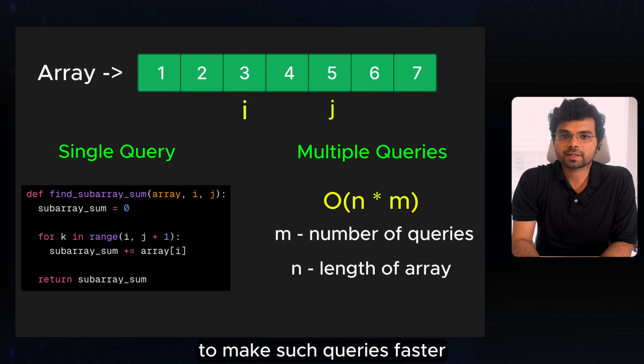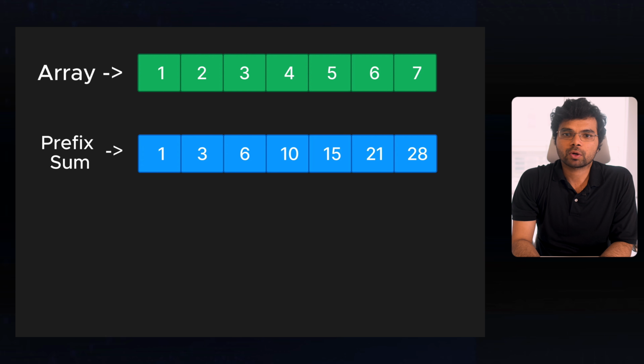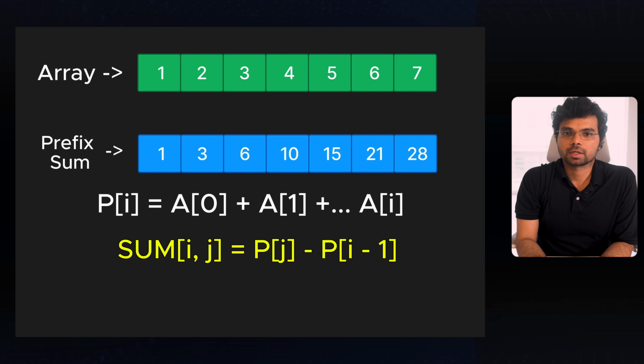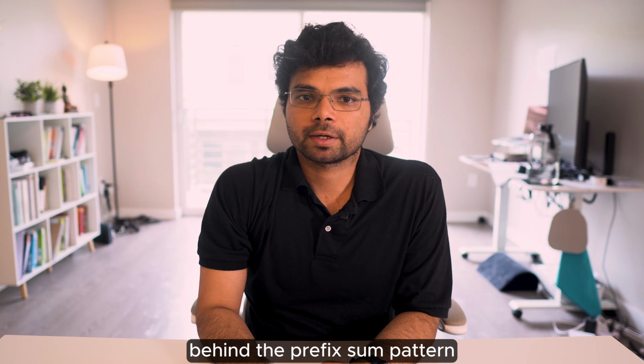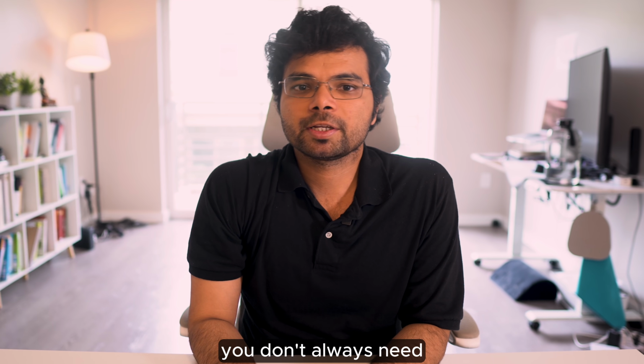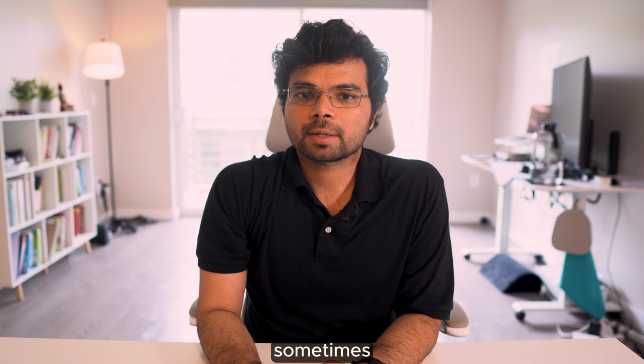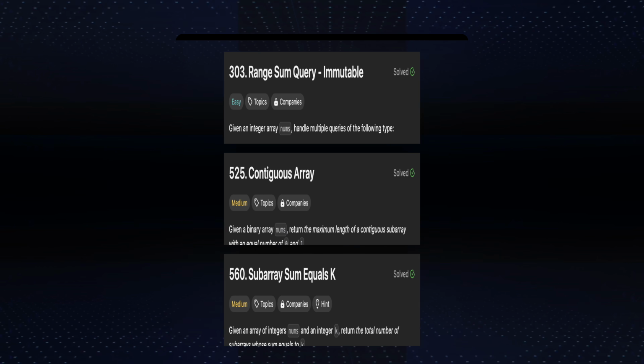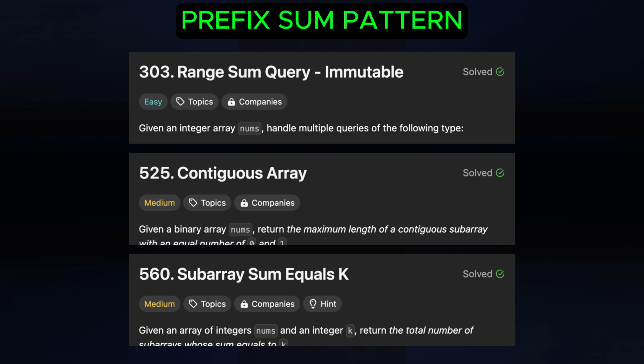To make such queries faster, you can create a prefix sum array where the value at index i is the sum of all elements from the start up to index i in the given array. Now you can answer queries in O(1) time using the formula: sum from i to j is equal to p[j] minus p[i-1]. This is the main idea behind the prefix sum pattern. One thing to remember is that you don't always need a new array for prefix sums. Sometimes, you can use the input array itself and avoid using extra space. Here are some LeetCode problems you can practice using this pattern.